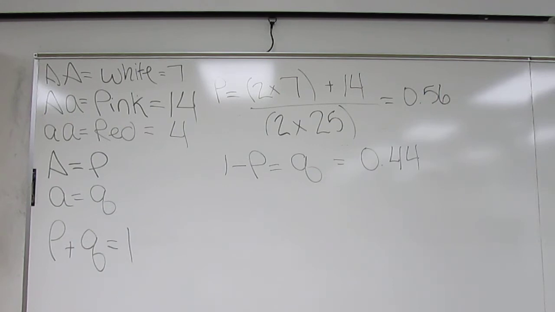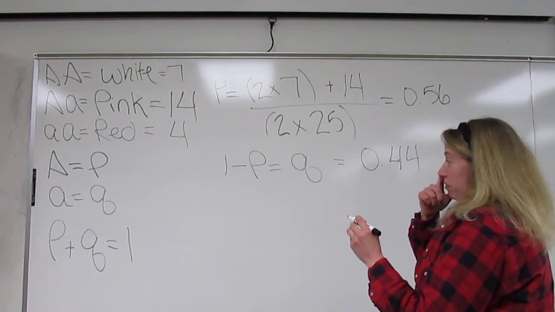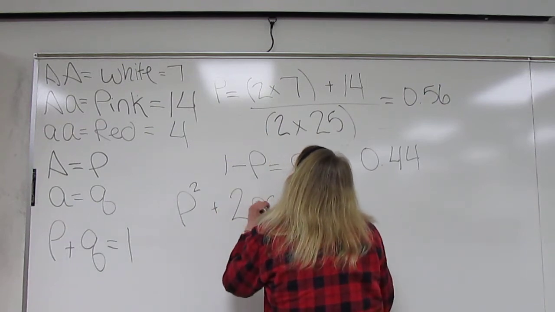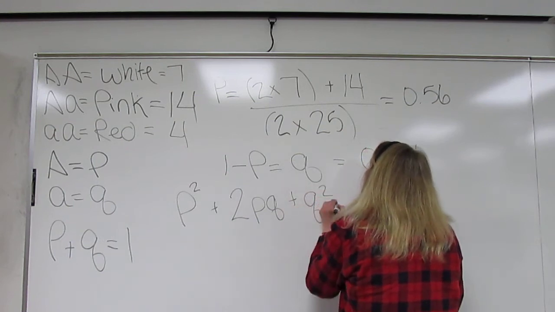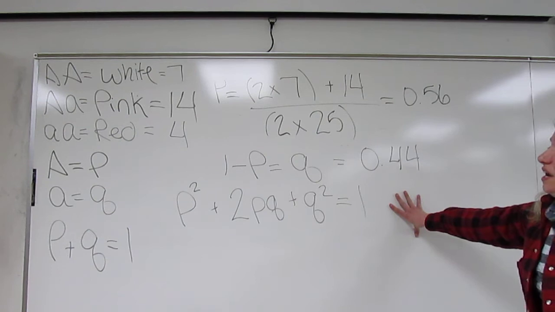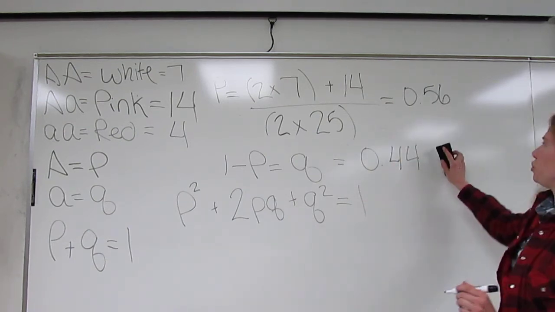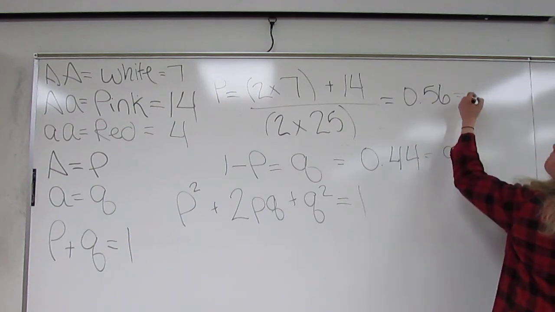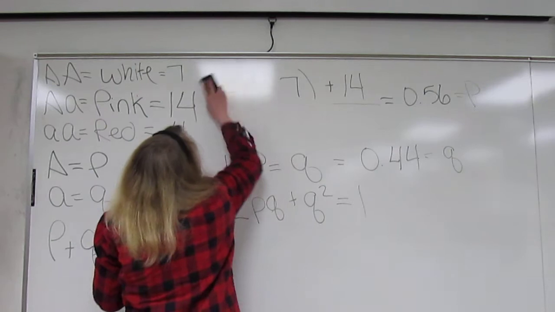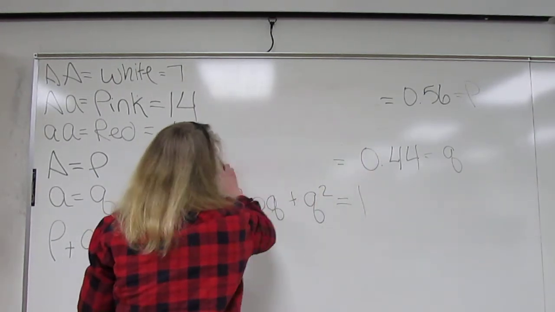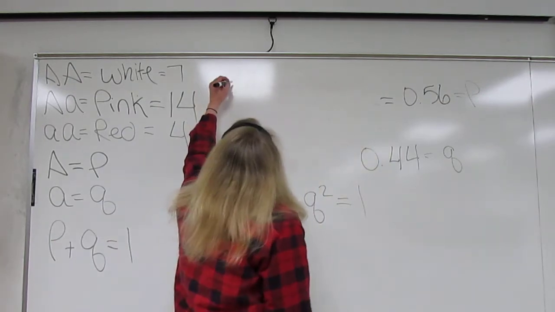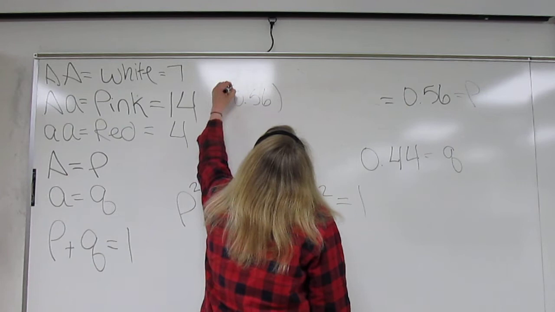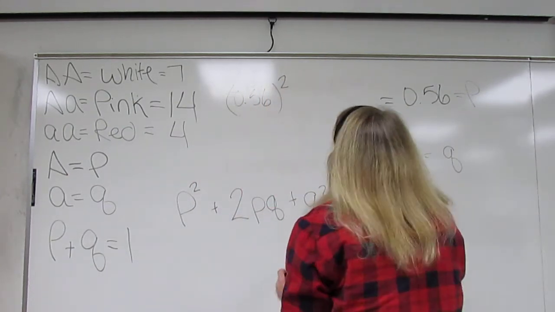Now we want to calculate our genotypic frequencies. So our next equation that we will be using is P squared plus 2PQ plus Q squared equals 1. All right, so we know what our P is. I'm going to erase these equations to give us a little bit more room. All right, so P equals 0.56 squared.